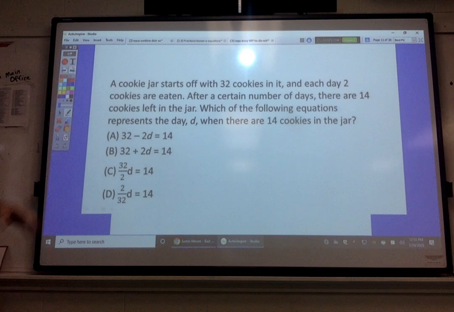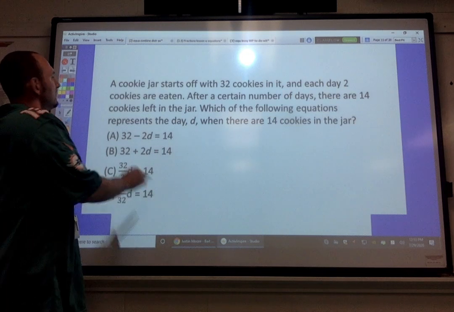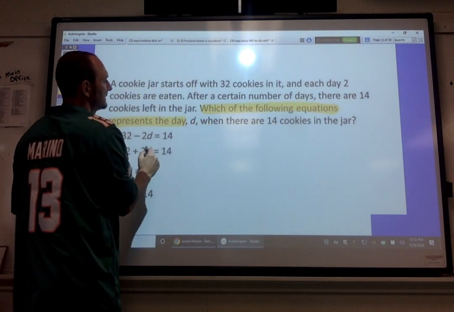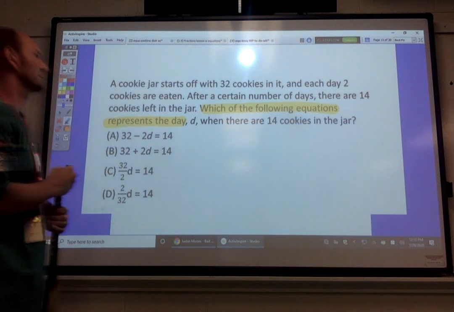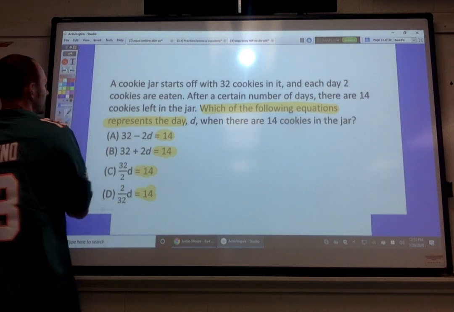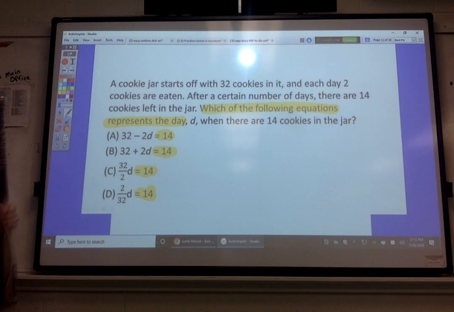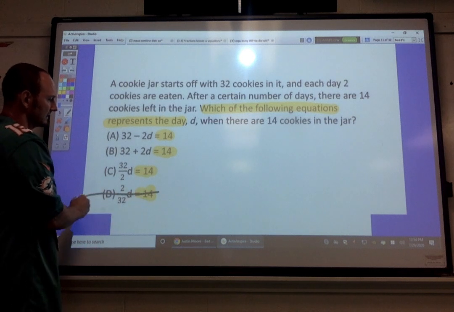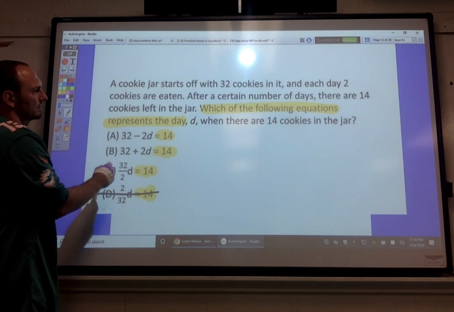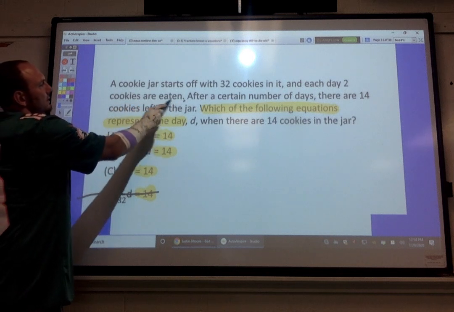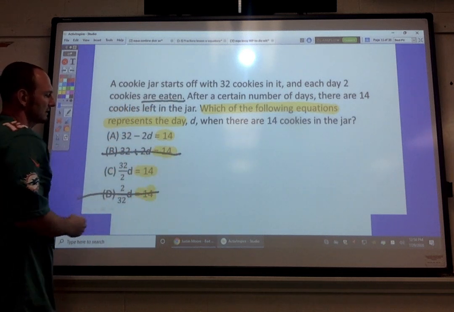Okay, here we go. Which of the following equations represents the day D? And there are 14 cookies left. Well, we can see here a common thing is they all have equals 14. So let's see what's happening. You start off with 32. So here, 2 divided by 32 really doesn't make any sense. So if we're going to have 14 left, we're not going to be adding cookies. Each day 2 cookies are eaten, so we're not gaining cookies.